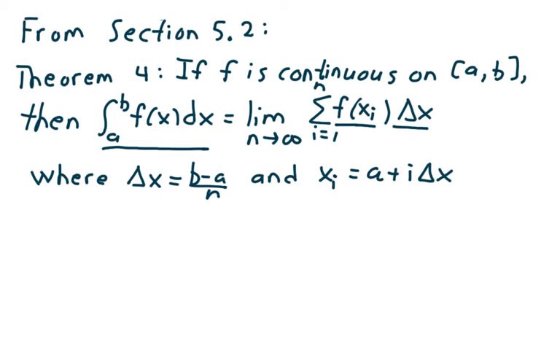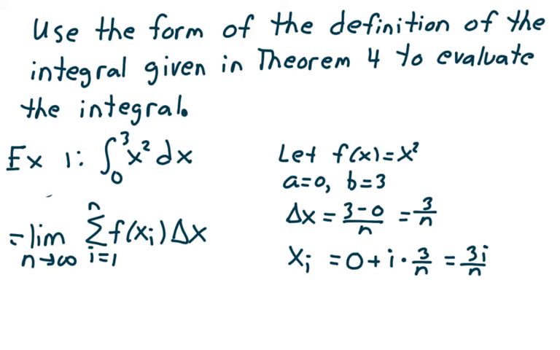And this is where delta x is equal to (b minus a) over n, and x sub i is equal to a plus i delta x. Okay? So it's a way that we're going to sum these rectangles and let n go to infinity. So x sub i is determining the height of the rectangle. All right? Now, use the form of the definition of the integral given in Theorem 4 to evaluate the integral.